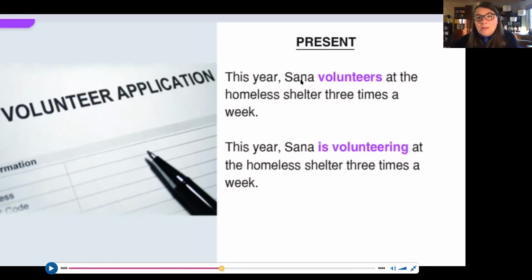They were trying to get you to say this year, Sana volunteers, which means all the time. You can also use this with present perfect. This year, I have not visited my friends, okay? So this is a little bit ambiguous in English. It can mean kind of before, present perfect, or actually right now. And then this is to show you, you can also use present continuous. This year, now, Sana is volunteering at the shelter 3 times a week.